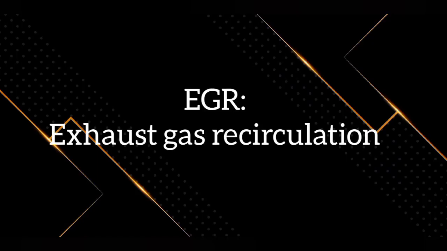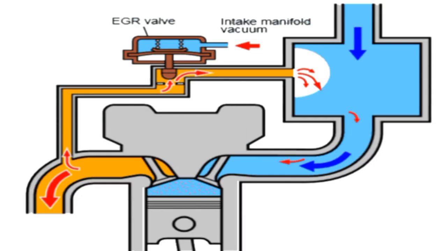Next up, we have the EGR, which stands for exhaust gas recirculation. This is a system that routes some of the exhaust gases back into the intake to reduce emissions.